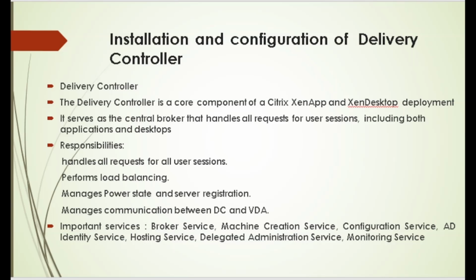If the delivery controller is down, there are around 21 to 22 services running on the delivery controller, and each service communicates with the database and other Citrix components. Here are some important services.